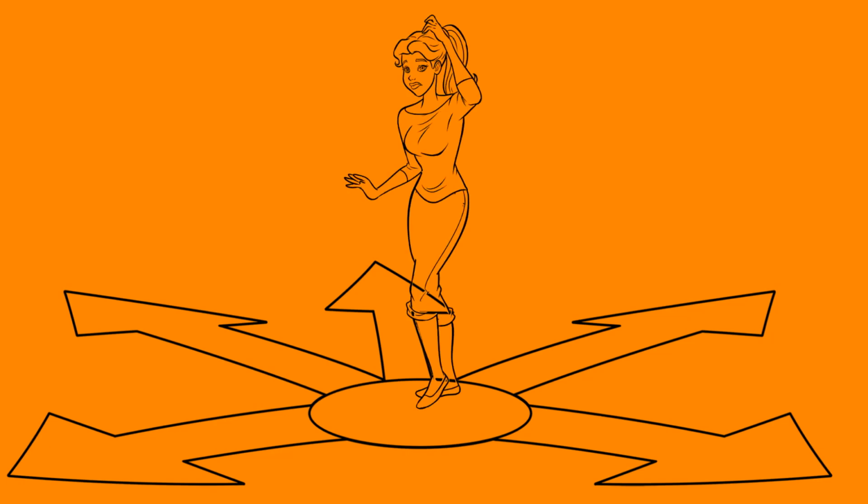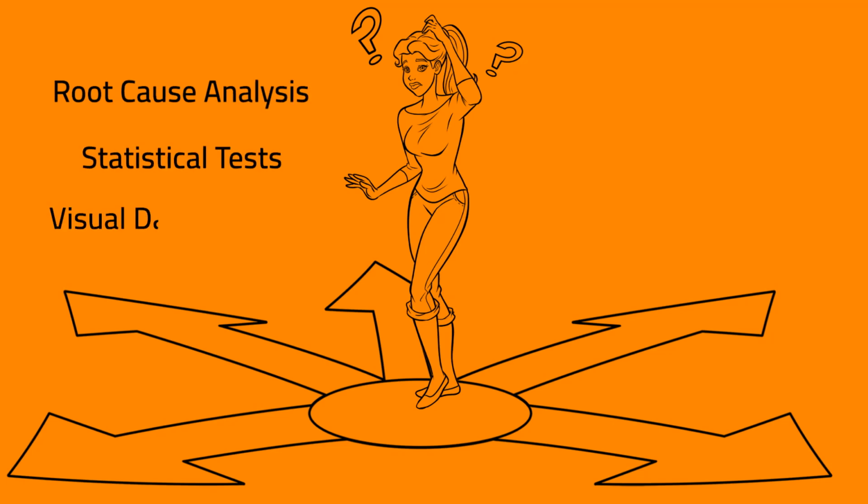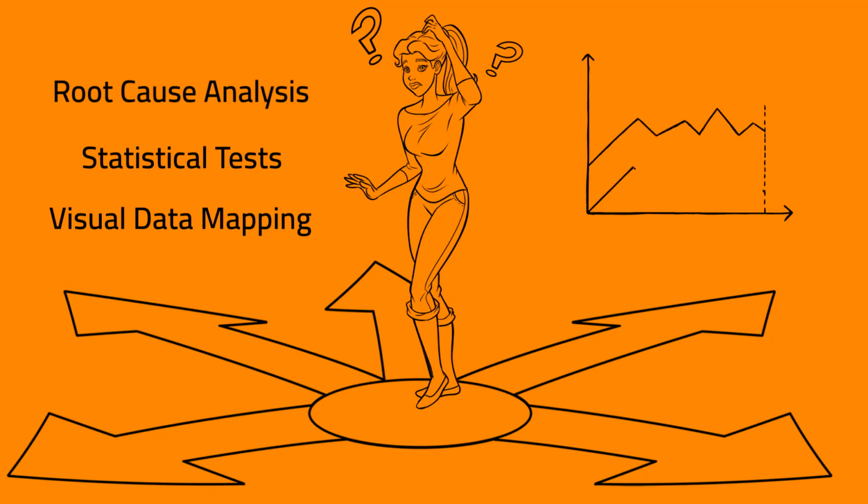The analyze phase is where the detective work begins. This step is all about understanding why defects or variations occur. By applying tools like root cause analysis, statistical tests, and visual data mapping, we can identify the exact causes of a problem. The goal here is to focus on the factors that drive performance variations and inefficiencies.